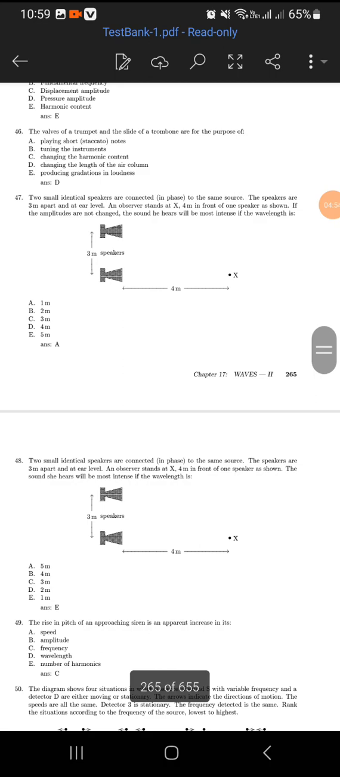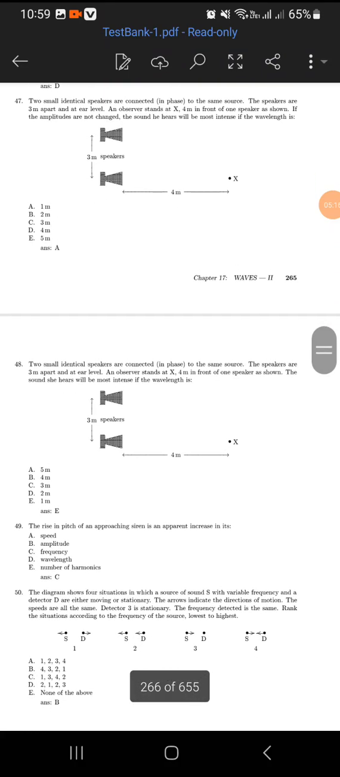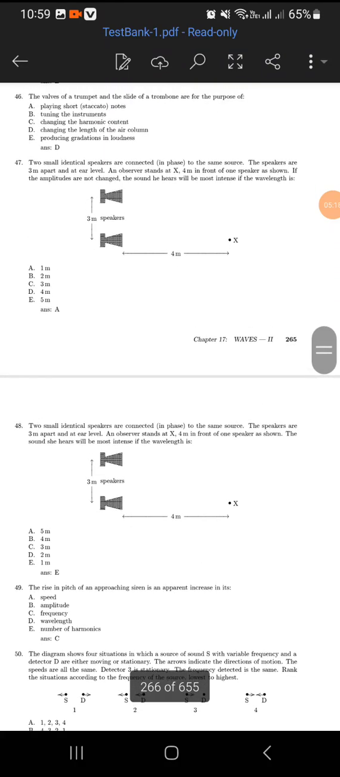So the valves of a trumpet and the slide of a trombone are for the purpose of changing the length of the air column. With the trombone you pull it, and with the trumpet you just do the notes. The answer is D, to change the length of the air column.